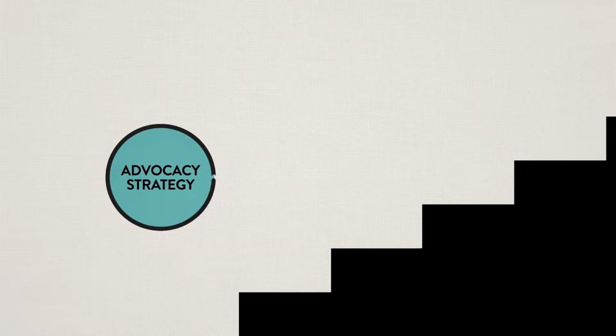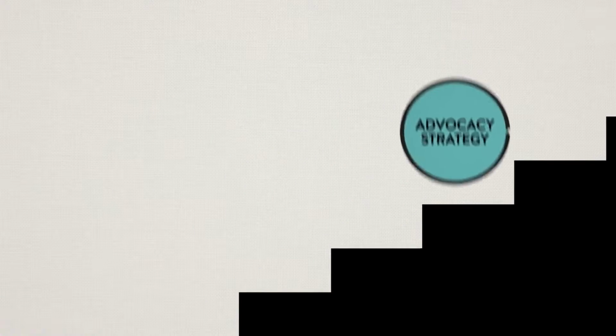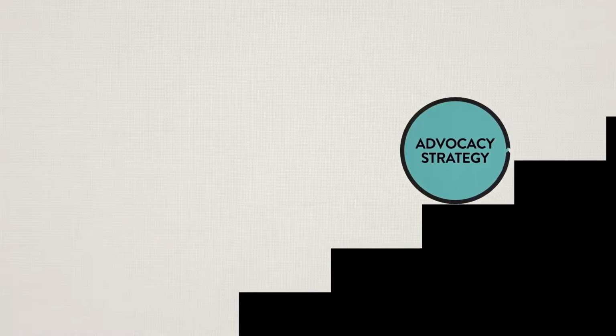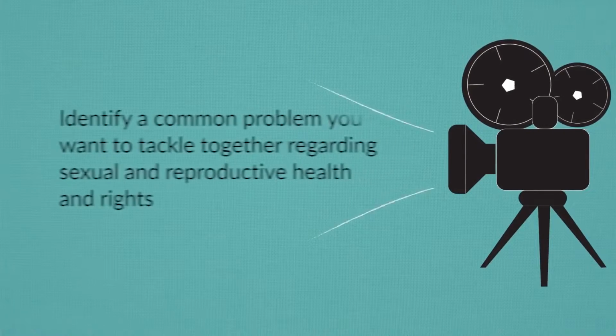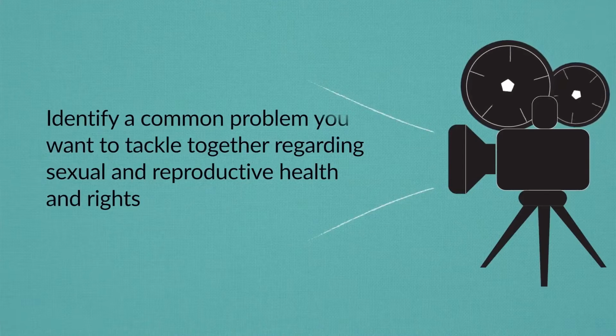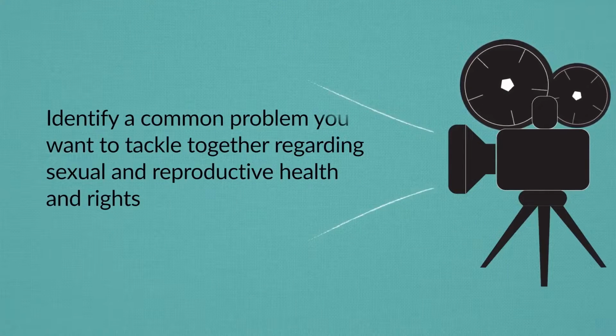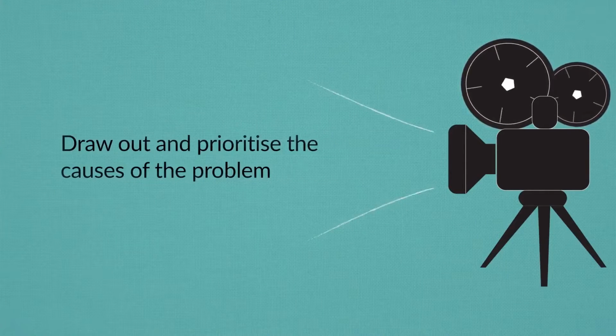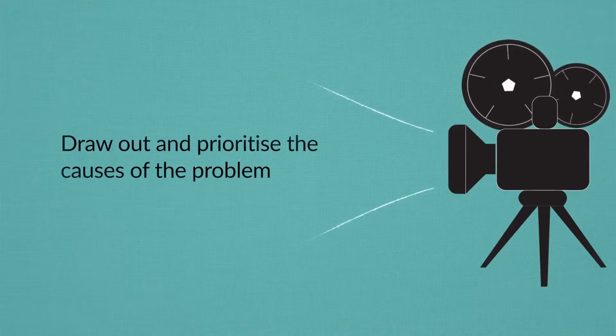This is the second in a series for AmplifyChange grantees and applicants who are planning an advocacy campaign. The series takes you through a step-by-step guide to facilitating the development of an advocacy strategy. In Part 1, we introduced some techniques to help you identify a common problem you want to tackle together regarding sexual and reproductive health and rights, draw out and prioritize the causes of the problem.